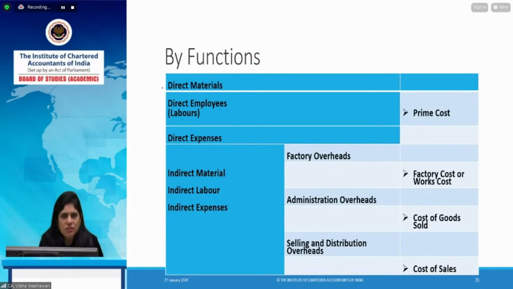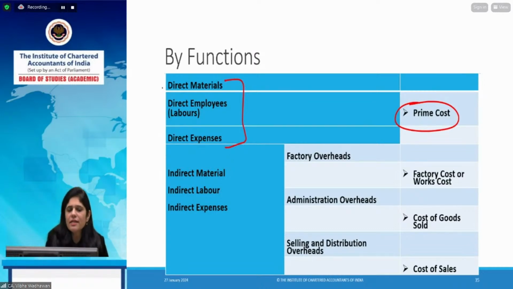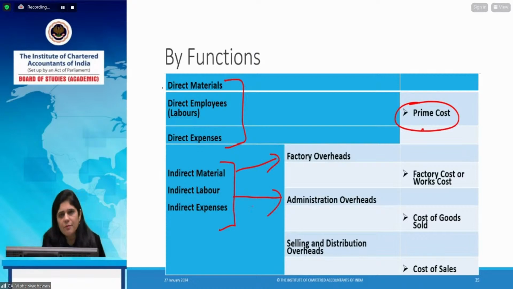Then you have classification by functions. All right. So this we'll be doing in cost sheet also later. By functions, what are the categories? Direct material, direct labor, direct expenses. So direct material, direct labor, direct expenses, they form prime cost. Clear? We'll be doing it in detail. So it's just an overview. So functional classification is the direct cost is called as prime cost. Indirect material, indirect labor, indirect expense. So all three are factory overheads if they are incurred in factory area. All three are incurred in administration part also, and in selling and distribution also.